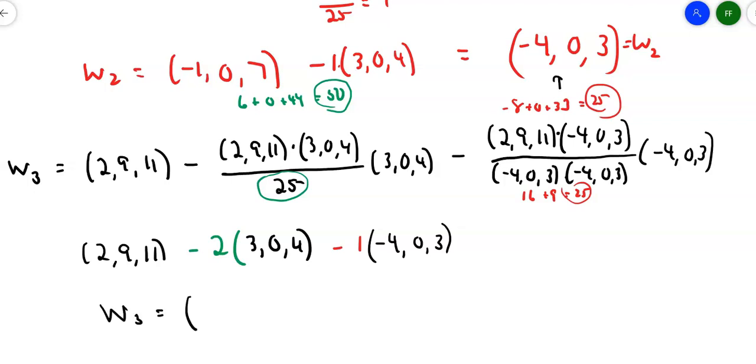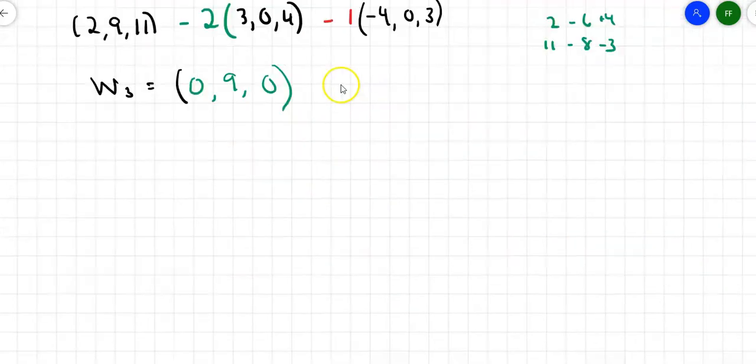So W3 will be 2, maybe it's worth doing it on the side over here, 2 minus 6, minus a minus makes a plus 4. So 4 plus 2 is 6, minus 6 is 0. Interesting. The second one is going to be 9 minus 0, which is 9. And the third one is going to be 11 minus 8 minus 3. Turns out to also be 0. So my third vector goes only in the j direction. All right, next step now is normalize.